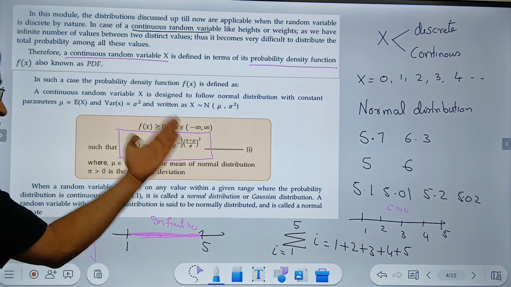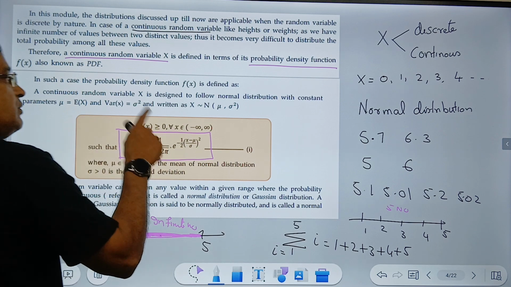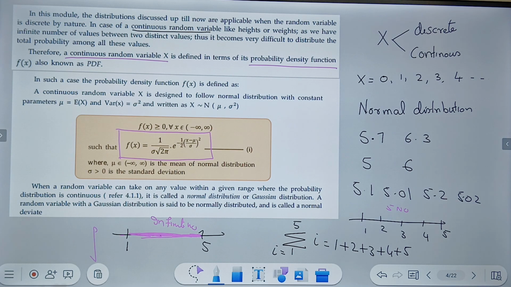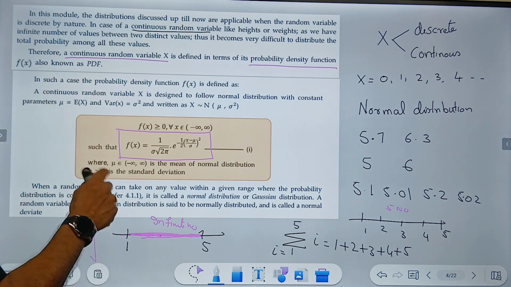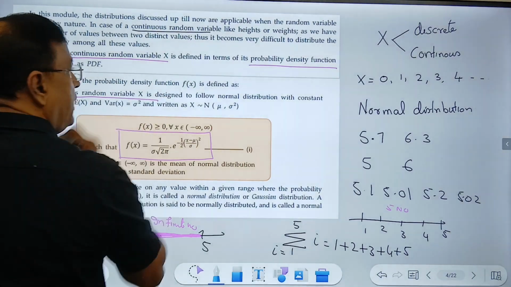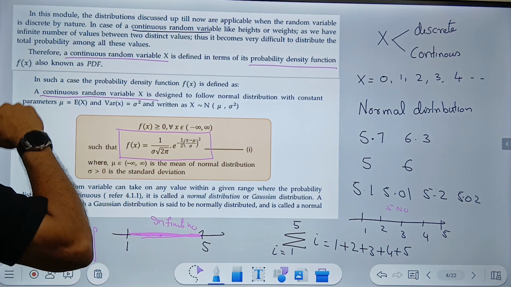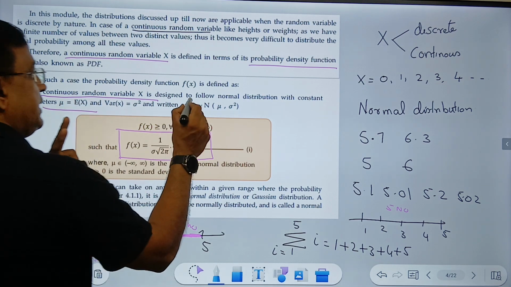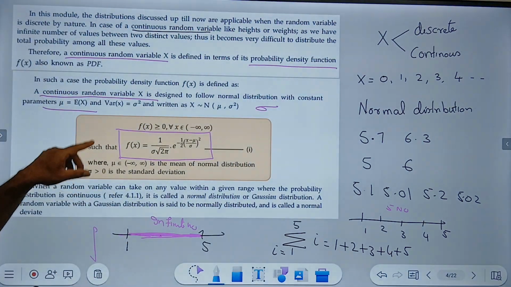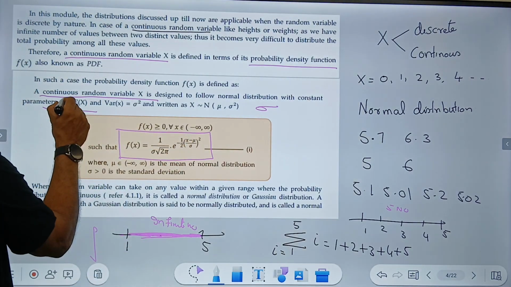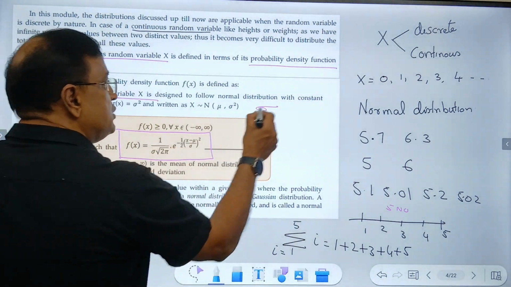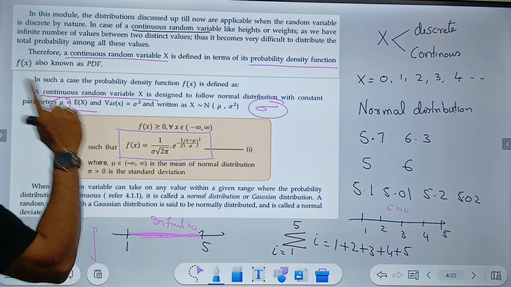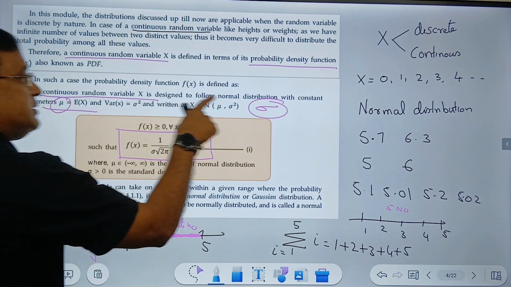You can see clearly it's an exponential function. So f of x is always greater than or equal to 0 for every x from minus infinity to plus infinity. That's very, very important. And please understand, a continuous random variable x is always associated with two things. One is called the mean, the other is called the standard deviation, sigma. The mean is denoted by mu and the standard deviation is denoted by sigma. So a probability density function is always associated with mu and sigma.